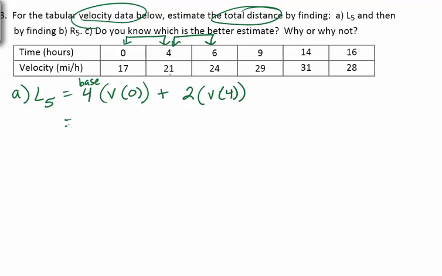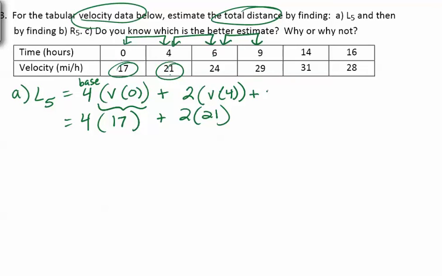All right, now maybe I can make this even easier if I do the next step at the same time. The velocity at 0 was 17. So the width times the height, and then the width of 2 times v of 4, the height is 21. So notice that we're taking our heights on the left-hand edge of each rectangle. So our next rectangle goes from 6 to 9. And we would measure its height as the velocity at 6, which is 24.